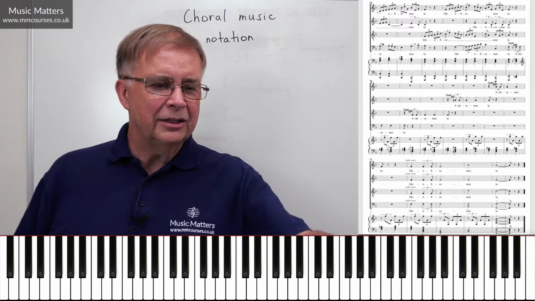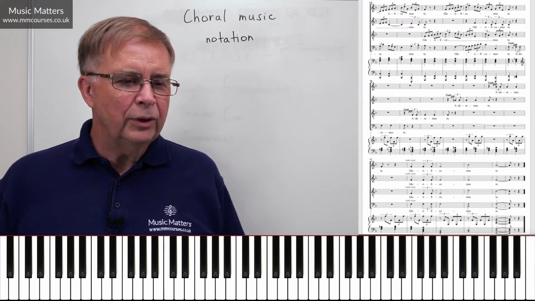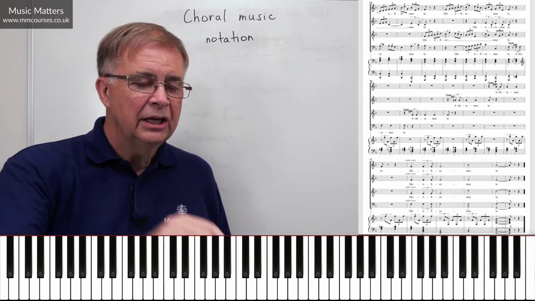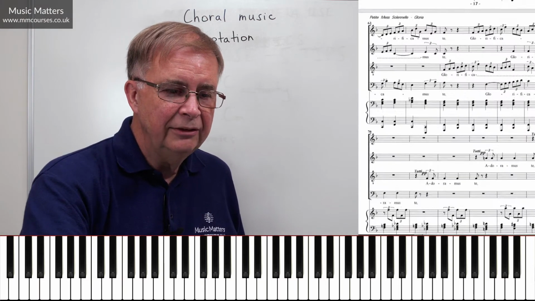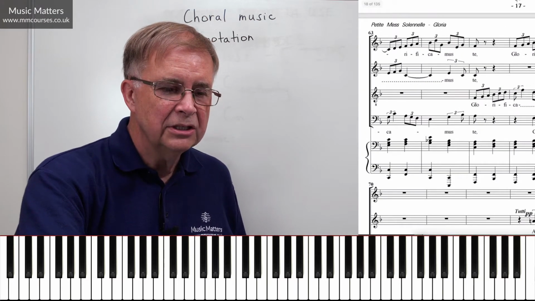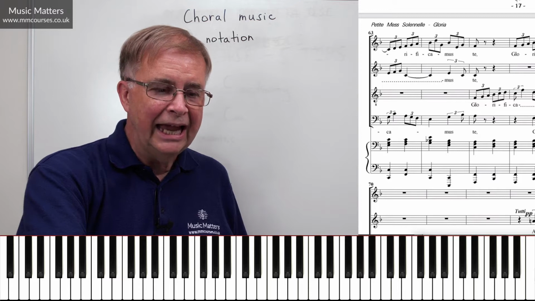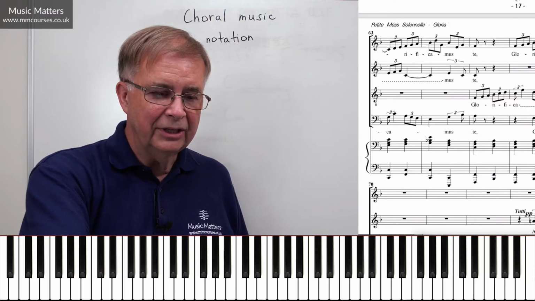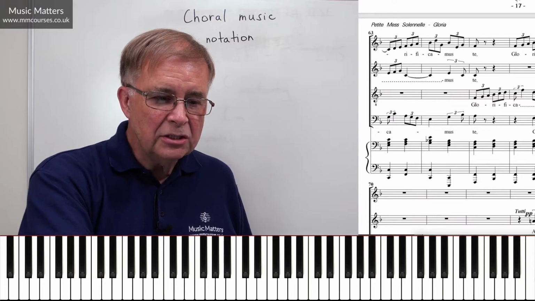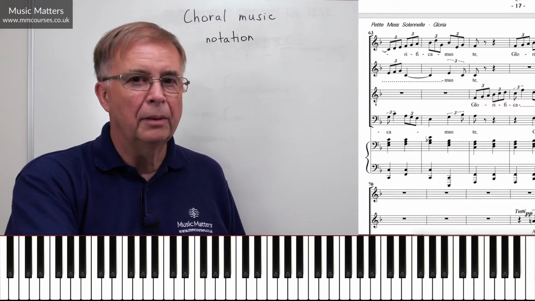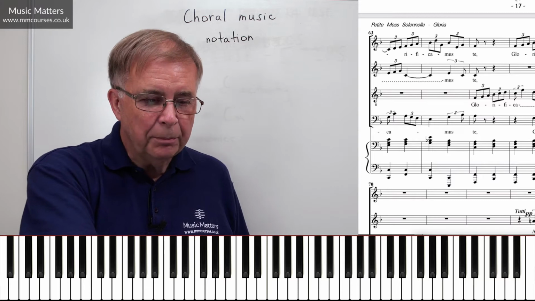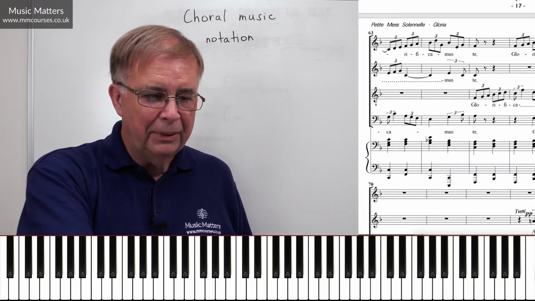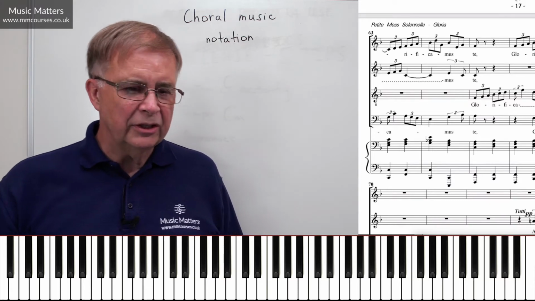So you see that at the top of this page, we've got the sopranos on the top stave there in that first treble clef line. Then we've got the altos on the second line, reading the treble clef again. Then we have the tenors also reading the treble clef. We'll come back to that in a moment. And we have the basses reading the bass clef. Let's just talk about those tenors.